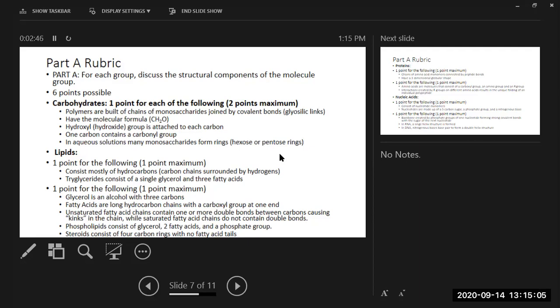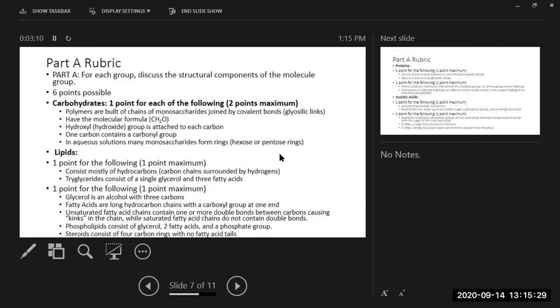Let's go to lipids. One point for the following. You have 2 points possible, you only need to get 1. They consist mostly of hydrocarbons, which are carbon chains surrounded by hydrogens. There's very little oxygen found in lipids. You can also say that they are triglycerides, which consist of a single glycerol and 3 fatty acids.